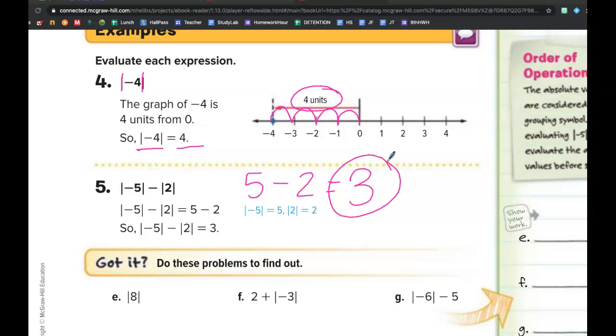So the absolute value of 8 is what? 8, because the distance from 0 to 8 is 8. 2 plus the absolute value of -3. What's the absolute value of -3? 3. So what's 2 plus 3? 5. And then you have the absolute value of -6, which is 6, and 5 minus 6 gives us -1. Questions on that? Okay, flip the page.